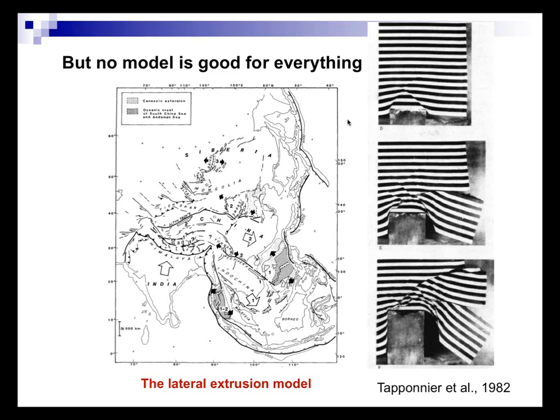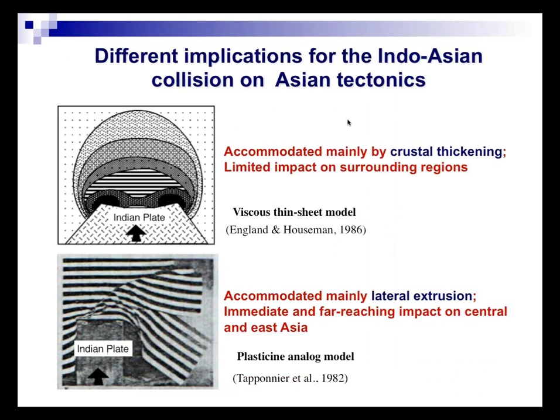I read this paper when I was a graduate student, published in '82, and it gave me a very deep impression because you can see a lot of features in this simple model that you can correlate to the geological features that we see in Asia. The opening of the South China Sea, the strike-slip motions, all that.